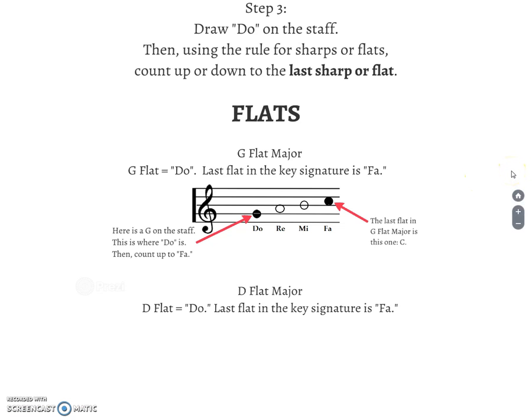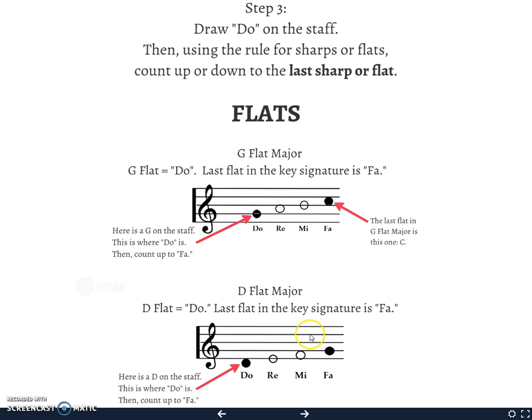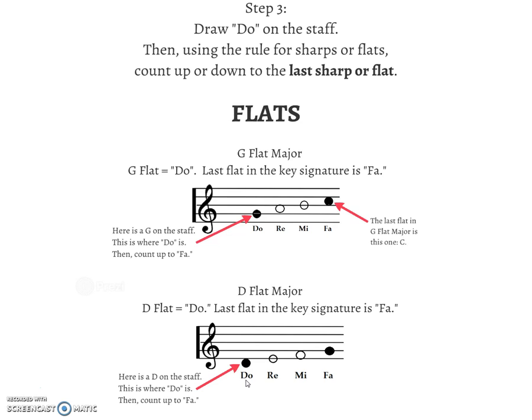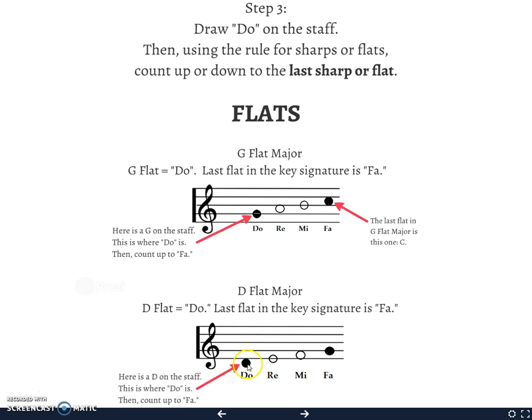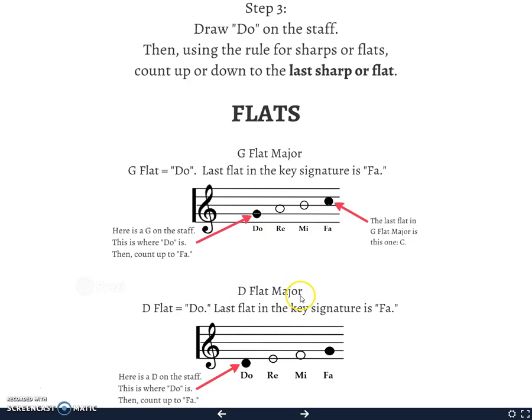Let's do a second example for flats. D flat major. D flat is do. And we're still using flats, and the last flat in the key signature is Fa. So on our treble clef, we're going to draw a D. I like to use this one. We know this is do, and we know that the last flat in any flat key signature is Fa. So we're going to go up from do. Here's do, re, mi, Fa. Our last flat is whatever we call this. This is a G. So our last flat is G flat in the key of D flat major.